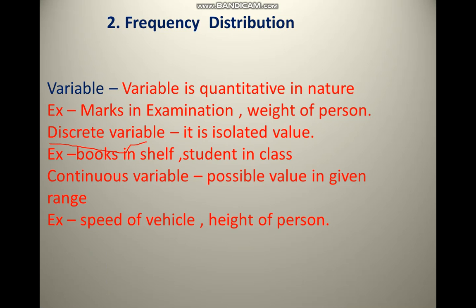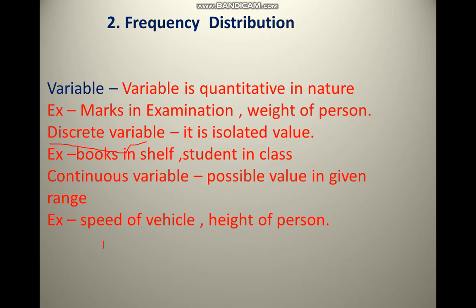Okay, it is an isolated value, meaning a fixed value. It denotes the fixed value, like books in a shelf, students in a class, that are fixed, that cannot increase or decrease the numbers. So next definition, continuous variable: possible values in the given range are the continuous variable, like speed of vehicle, height of person.